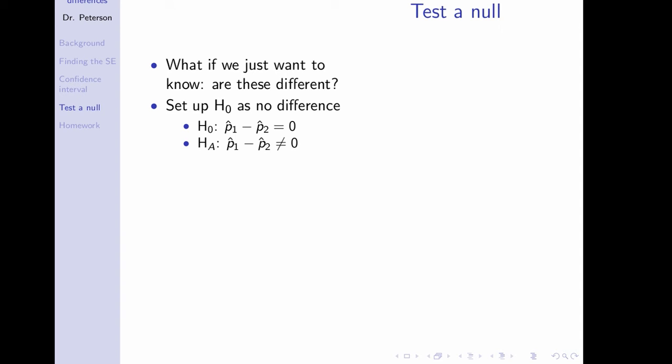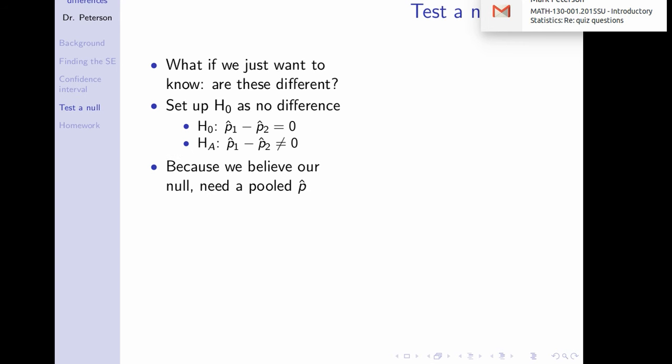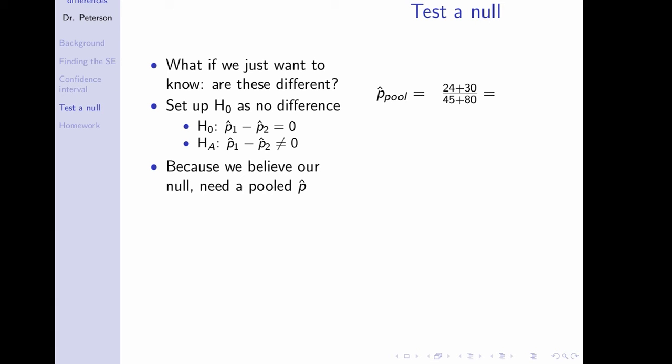This means that we are usually going to set up an alternative hypothesis, that P1 minus P2 is not equal to 0. So note that this can be in either direction. Because we believe our null, we need to have a pooled P hat. So this pooled P hat is going to allow us to actually test what the distribution would be if the null hypothesis were true.